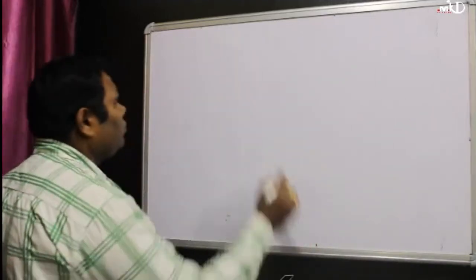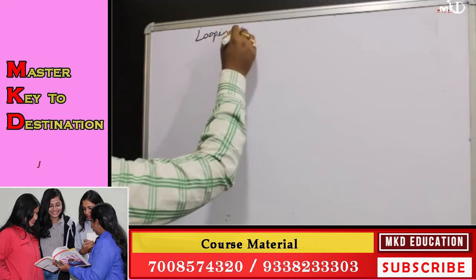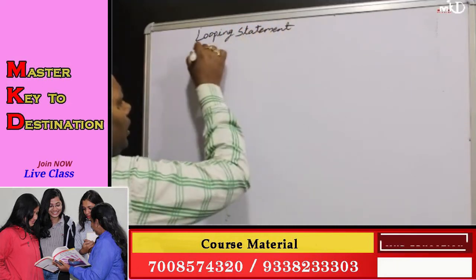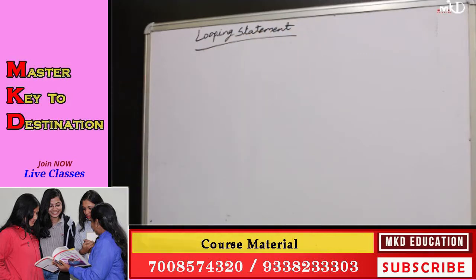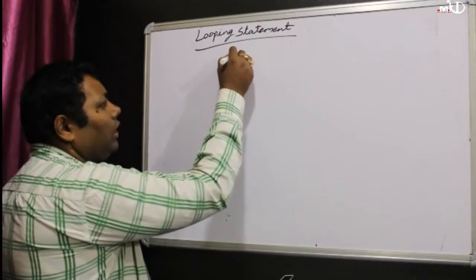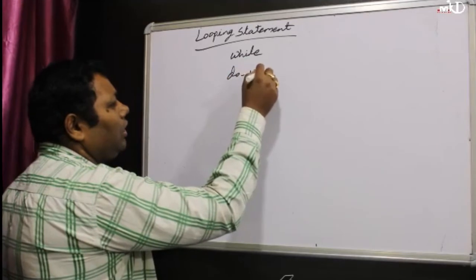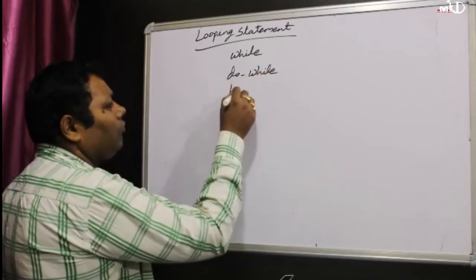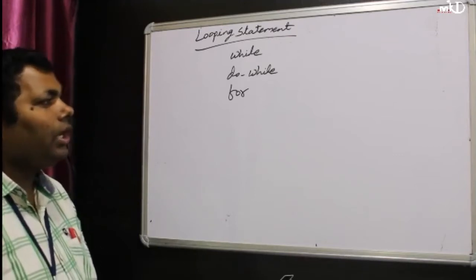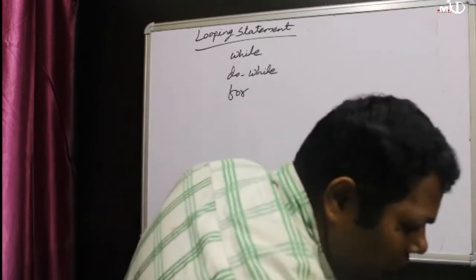Now let us go to the looping statements. In C language, there are three types of looping statements used. Those are while, do while, and for loop. While loop, do while loop, and for loop. Okay. So first we discuss the while loop.